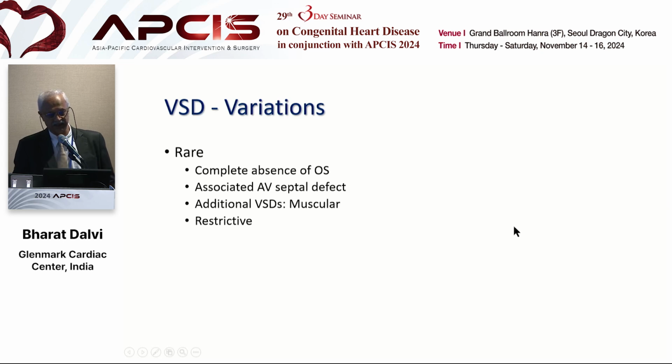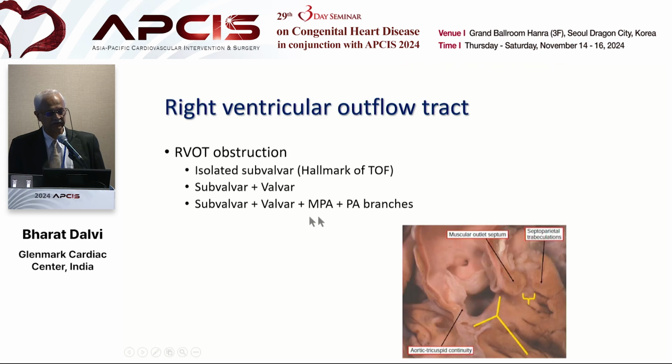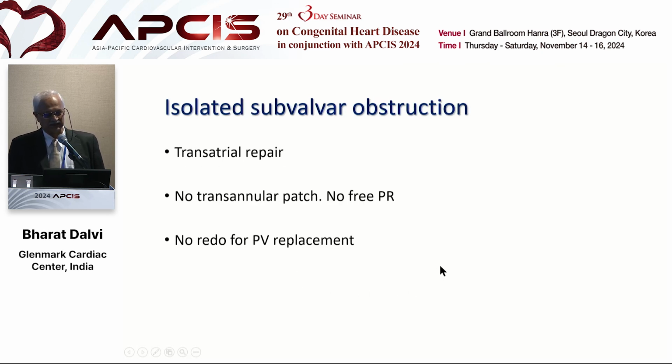And still very rarely you can have restriction of the ventricular septal defect by various mechanisms, and one of those mechanisms I'm going to show you in my specimens. As far as the right ventricular outflow tract obstruction is concerned, it can be isolated in the subvalvar region. That's the hallmark of tetralogy. But more often than not, it's at multiple levels, subvalvar, valvar, and maybe even supravalvar, extending into the pulmonary artery branches. As far as isolated subvalvar obstruction is concerned, I think it's amenable to transatrial repair.